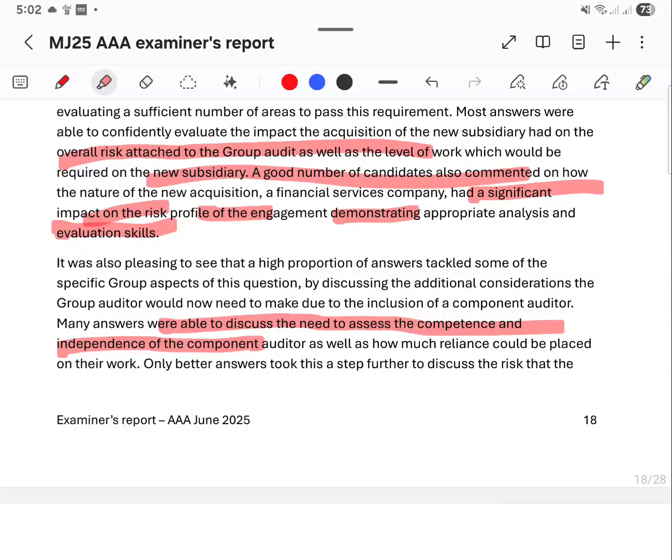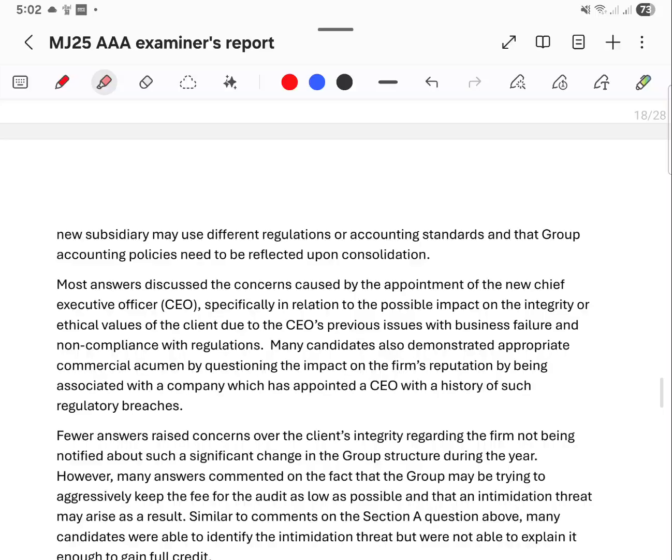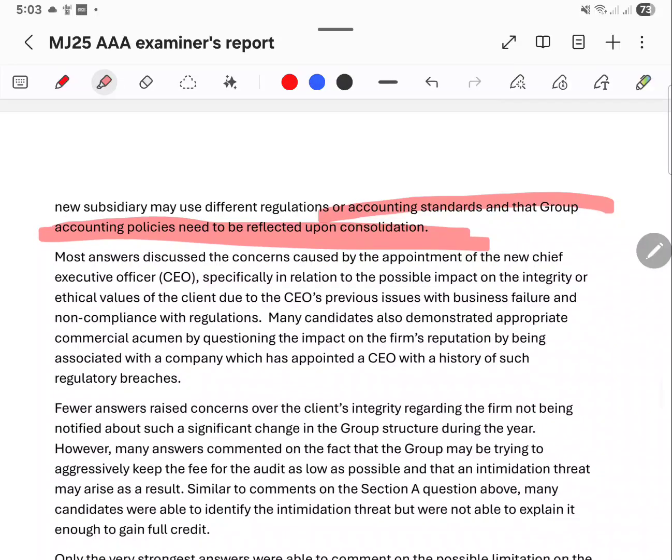Only better answers took this a step further to discuss the risk that the new subsidiary may use different regulations or accounting standards, and that the group accounting policies need to be reflected upon consolidation.